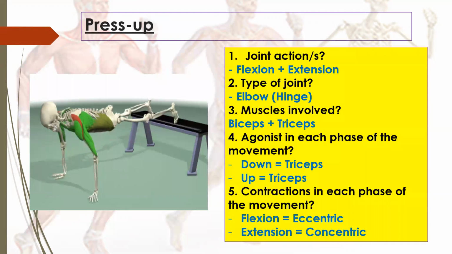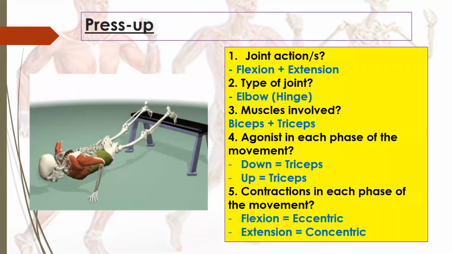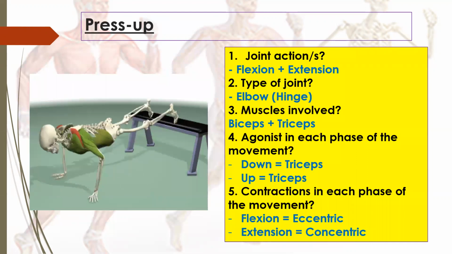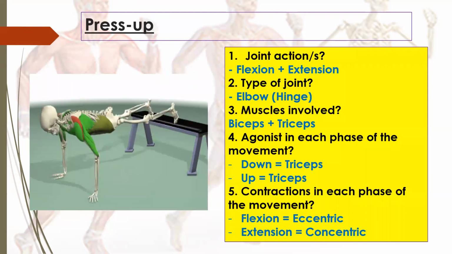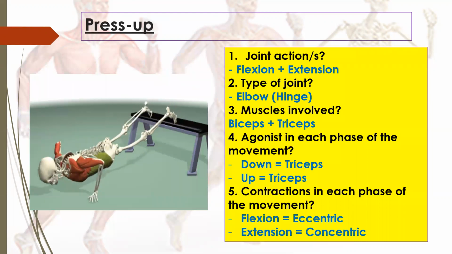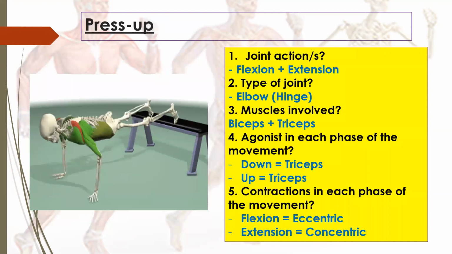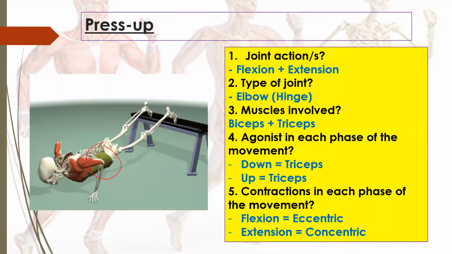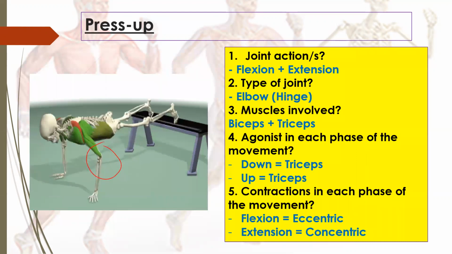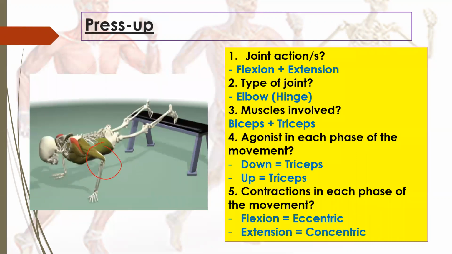So the press up, I'll just go through these one at a time, but make sure that your answers reflect what's on here. So the joint action again, at the elbow, flexion and extension. So you're bending and then you're straightening here at the elbow. Type of joint, elbow, hinge joint. Muscles involved, biceps and triceps.